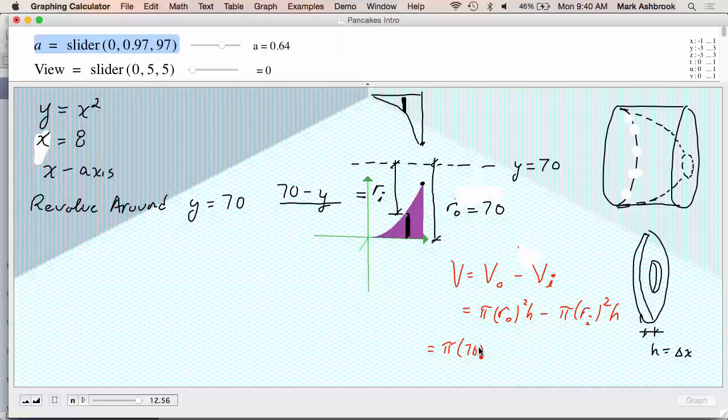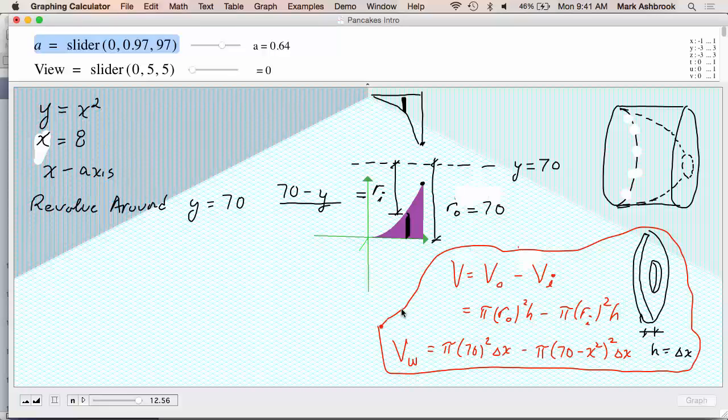Outer radius is 70 minus inner radius, which is 70 minus the y coordinate in terms of x for that curve, simply x squared. So that's the volume of our washer. Setup work in a box. Questions on how I got that? Big pancake minus smaller pancake, which is the hole. Subtracting out the pancake, that's the hole.